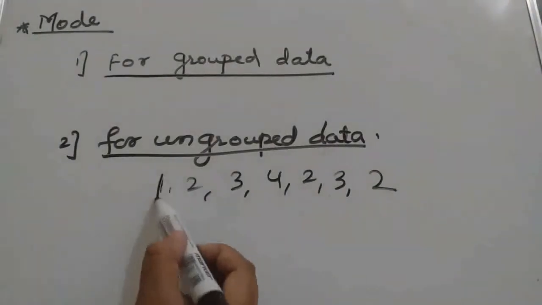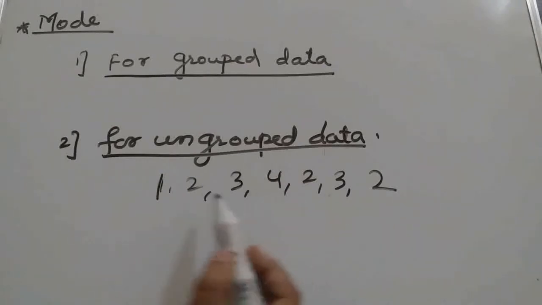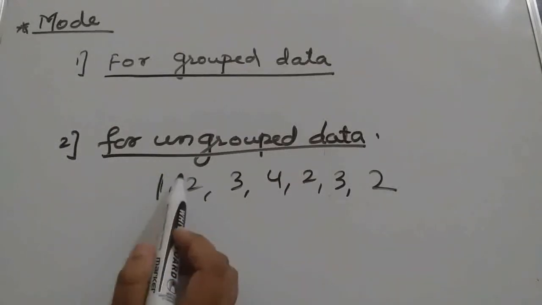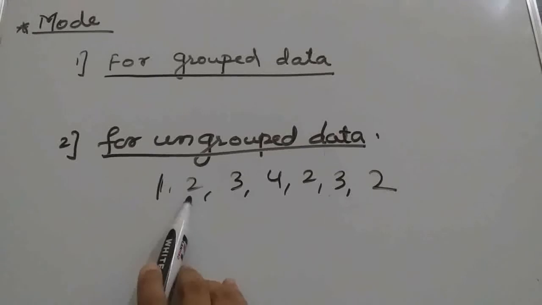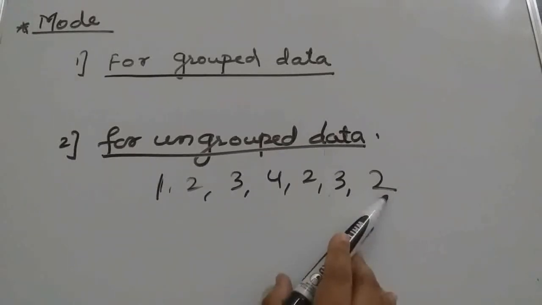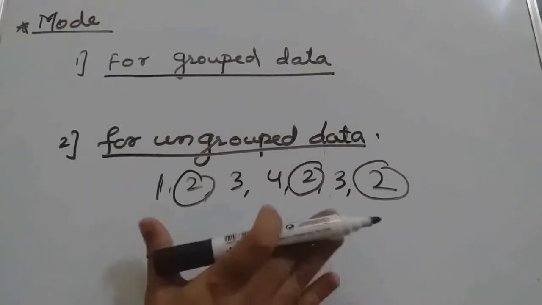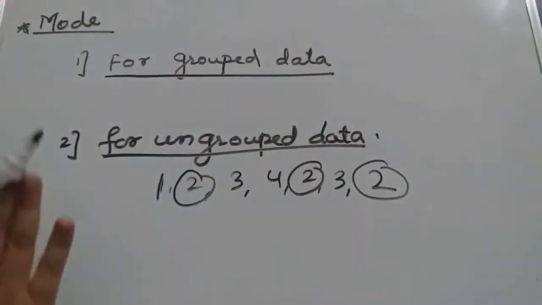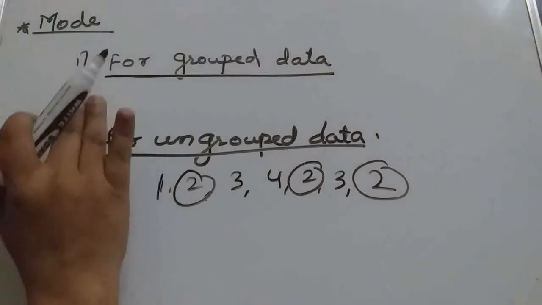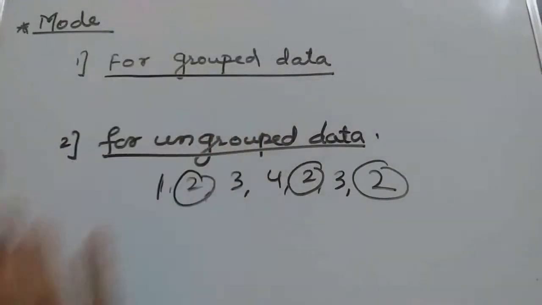What will be the mode for this data? 2, because mode is defined as the most occurring number in the data. So 2 is coming 3 times, so 2 will be the mode of this ungrouped data. Now in this chapter we'll learn mode for grouped data.